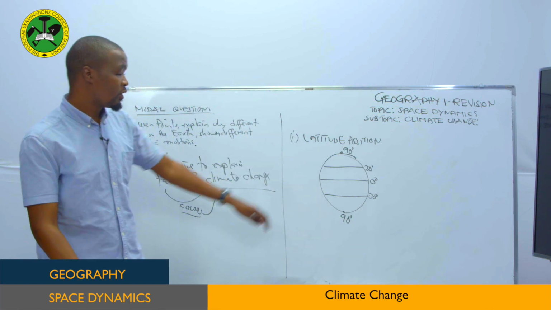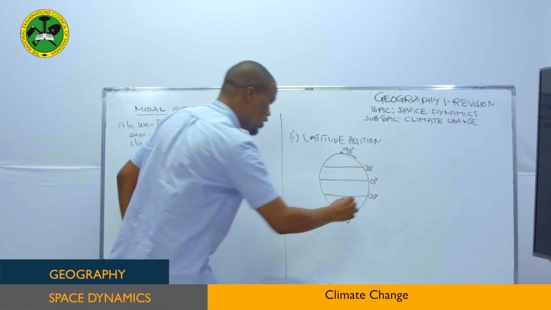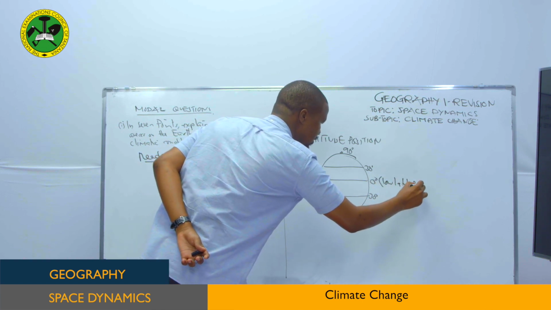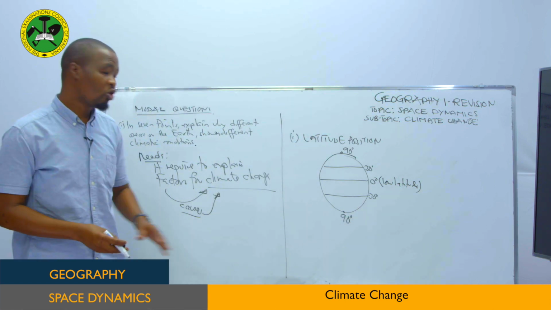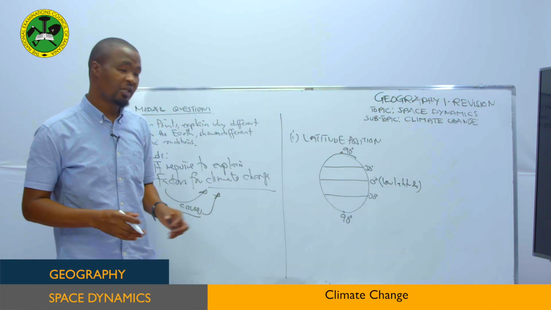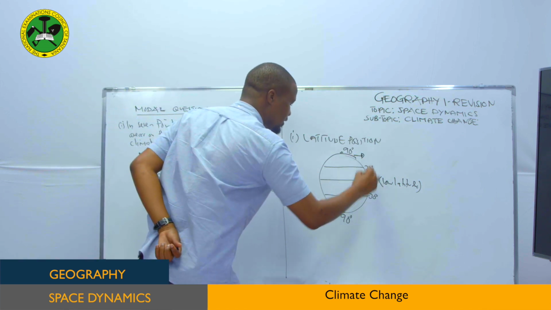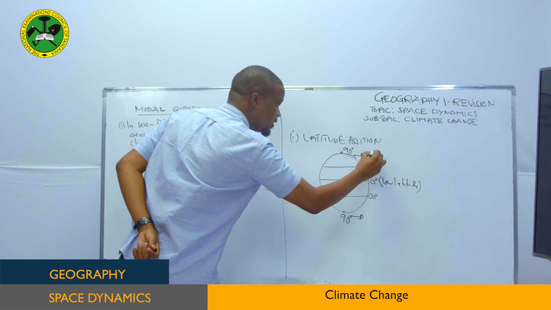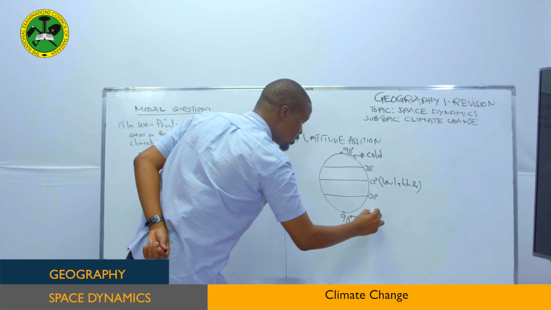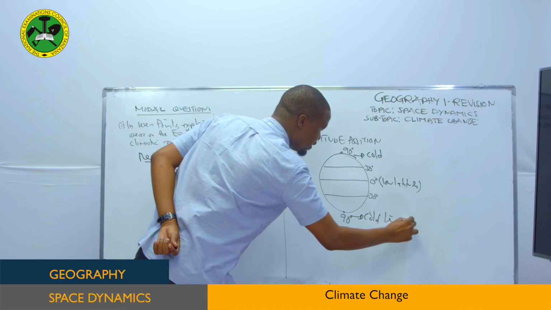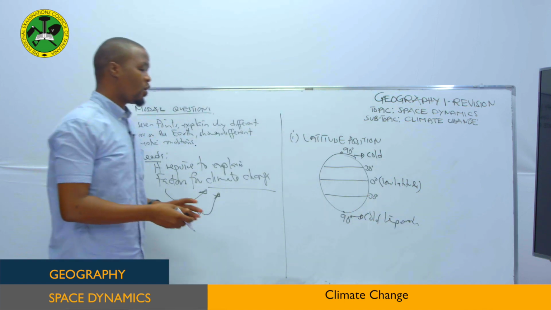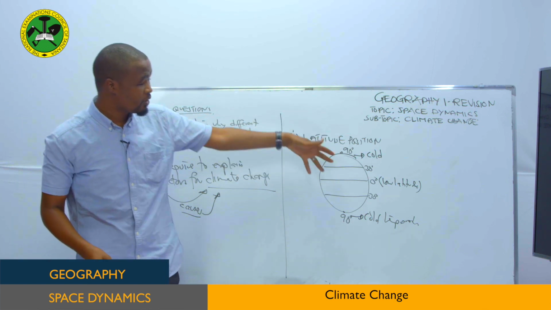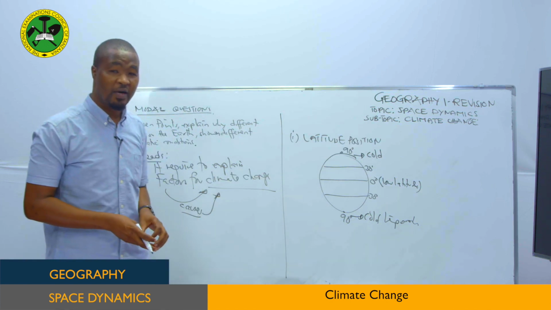Most of the areas located at the low latitude, for instance at 0 degrees, most of the time record high temperature in terms of climatic condition. While areas located at higher latitude, for instance at the polar area, experience cold climatic conditions. So what causes the variation of temperature between these areas? It is caused by the latitude position of an area.